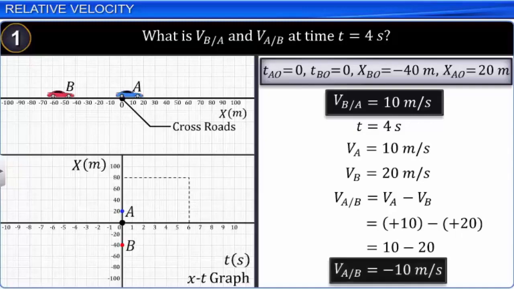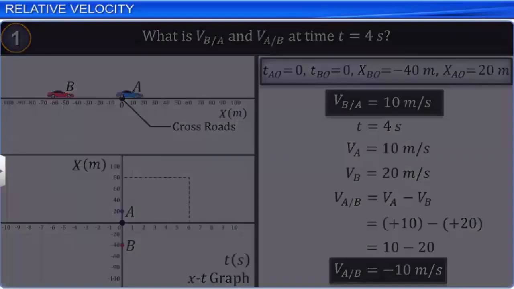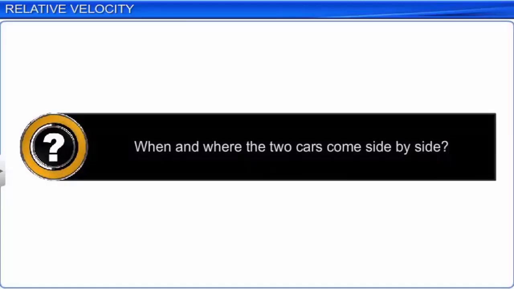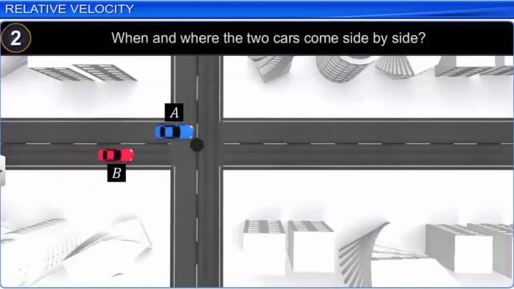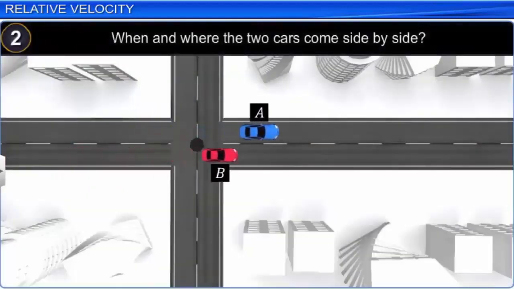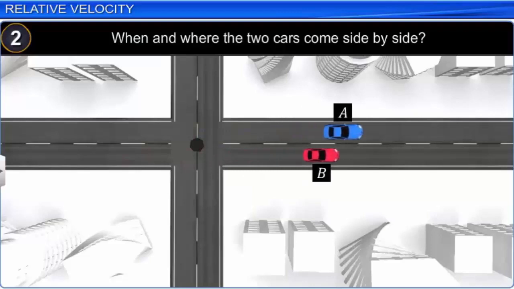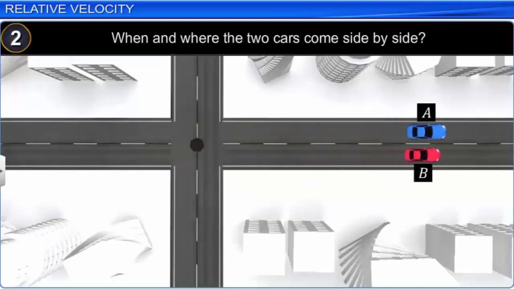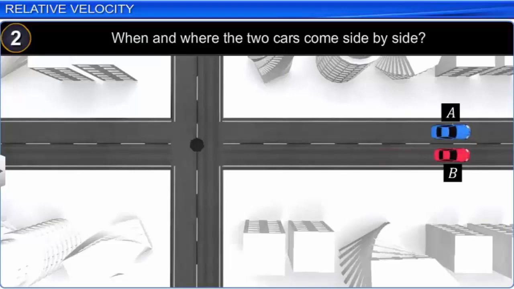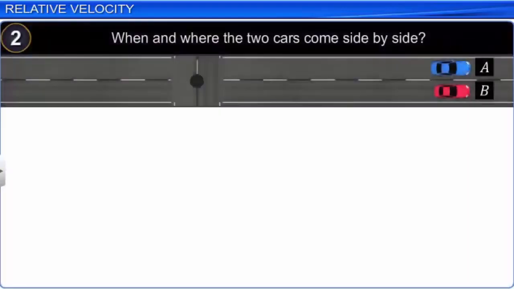2. When and where the two cars come side by side? When the cars A and B come side by side, their position coordinates with respect to the origin must be the same. That is, XA is equal to XB. This can be called equation 1.